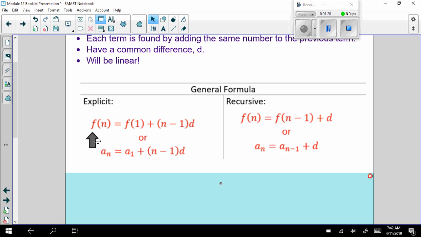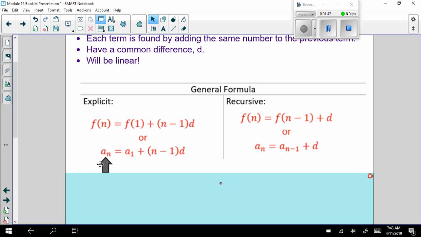Our explicit rule: f of n equals f of 1 plus n minus 1 times d, or a sub n equals a sub 1 plus n minus 1 times d. So remember, this is just our function notation. This is our subscript notation. I'm going to talk about it using this one because this is what you're going to see most of the time in your future math classes because it's a sequence. It's just our sequence notation that we typically use.